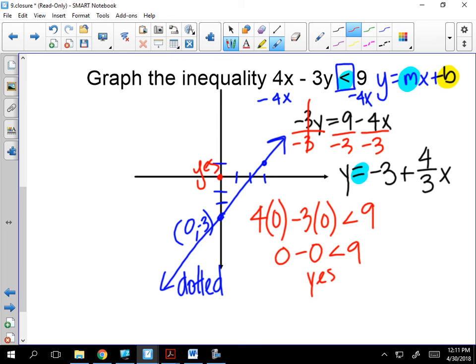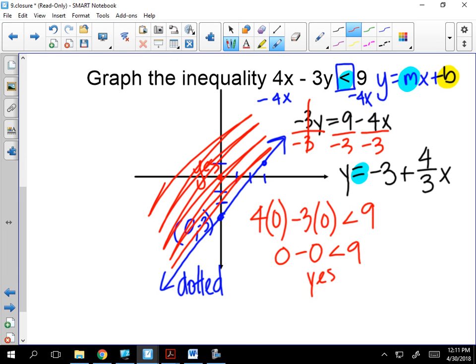So that means that I want to shade towards that point because those entire coordinate pairs, everything up here above the line would work, okay? And everything below the line would not. So shading represents the solutions. And there are an infinite number of solutions because I could just keep shading and shading and shading.